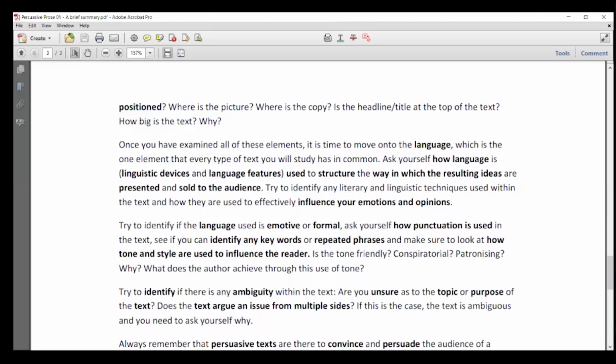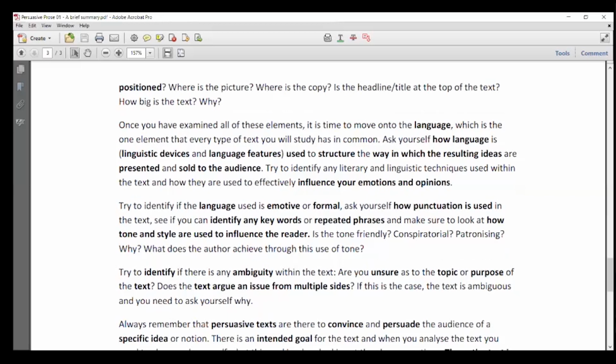Try to identify if the language used is emotive or formal. Ask yourself how punctuation is used in the text. See if you can identify any keywords or repeated phrases, and make sure to look at how tone and style are used to influence the reader. Is the tone friendly? Is the tone maybe patronizing? What does the author achieve by using that particular tone?